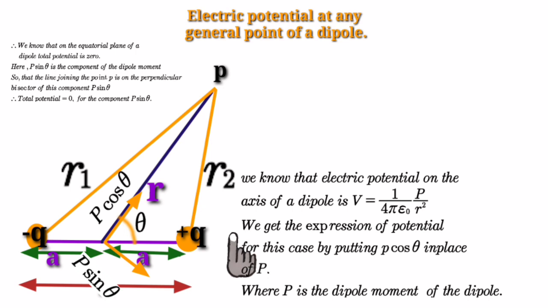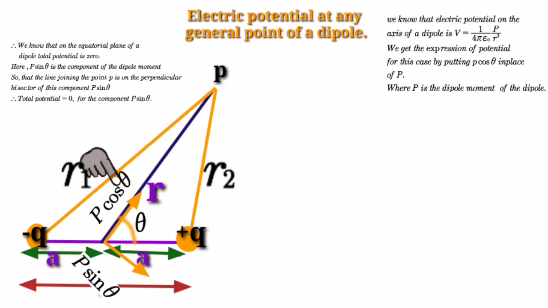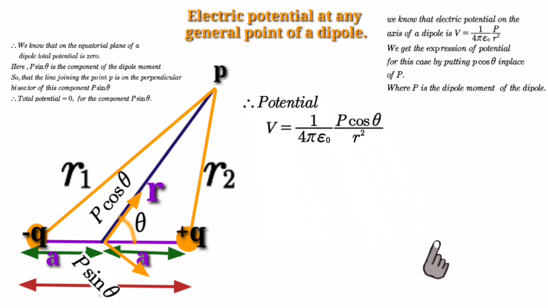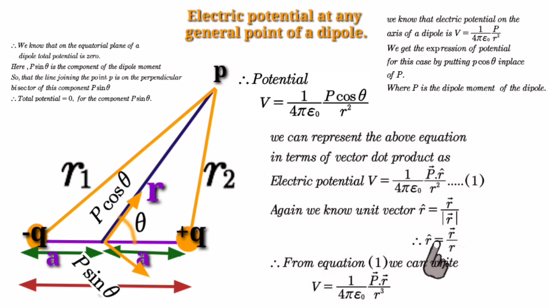See, here the component of dipole moment along the line joining the point P and the center of the dipole is p cos theta. Therefore, we get the potential V is equal to 1 by 4 pi epsilon naught p cos theta divided by r square. Now, the above equation can be represented as a scalar product or dot product. Therefore, potential V is equal to 1 by 4 pi epsilon naught p vector dot r cap divided by r square, where r cap is the unit vector along the line joining the center of the dipole and the point P.